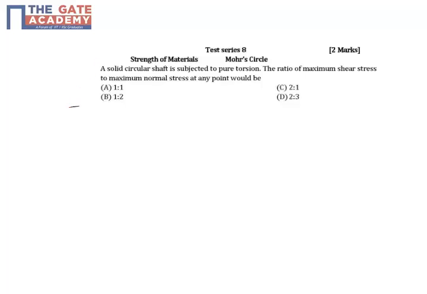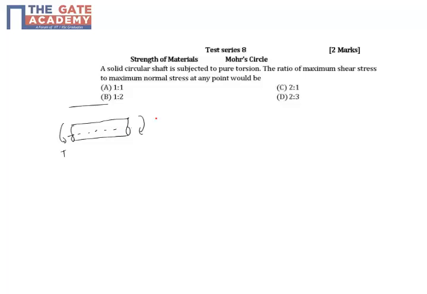Let's discuss the questions and the materials. Basically, a solid circular shaft is there which is under pure torsion. So you have a shaft which is in pure torsion. So you have torque applied in this direction. On both sides you have the torque in opposite directions.